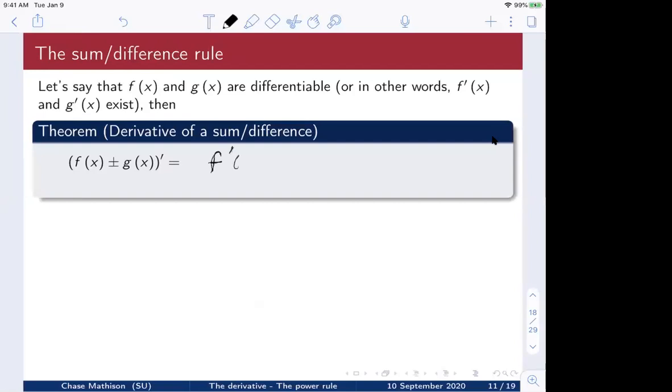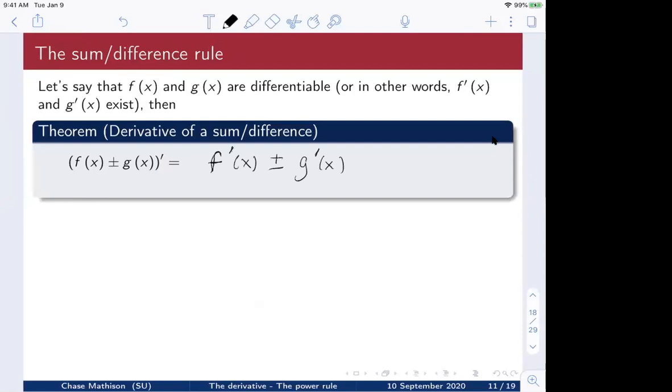F prime of x plus or minus g prime of x. Perfect. It's just going to be the sum or difference of the derivatives. So this is usually stated: the derivative of a sum is the sum of the derivatives. Again, you don't have to take my word for it. We can prove it for ourselves.